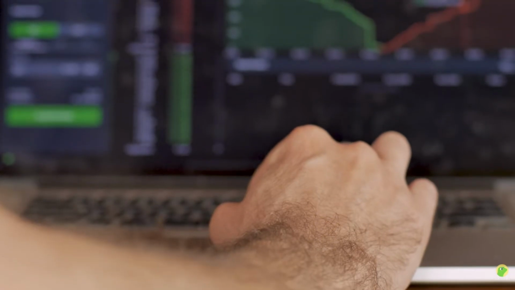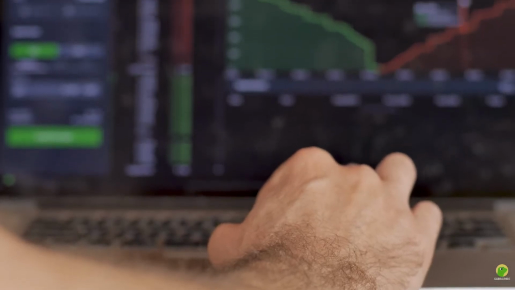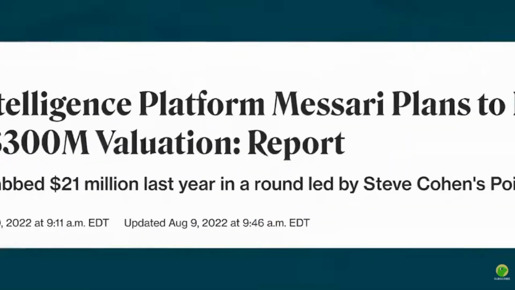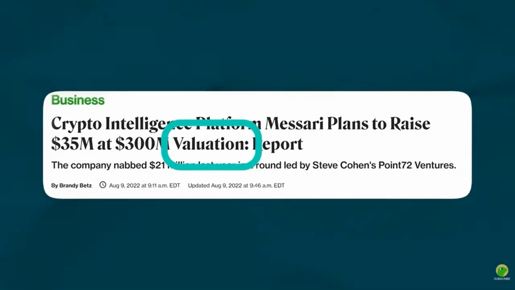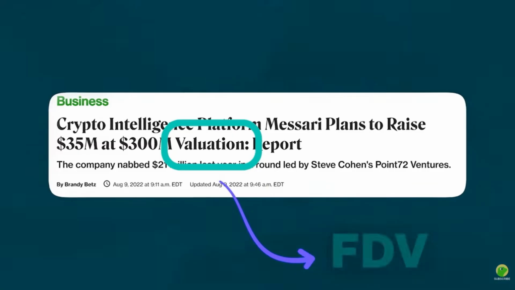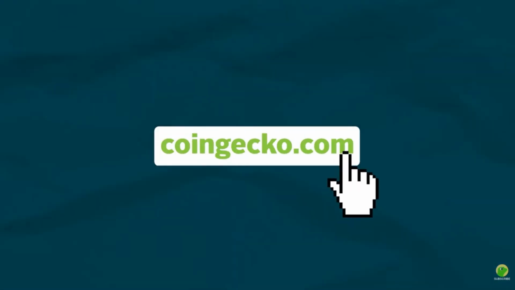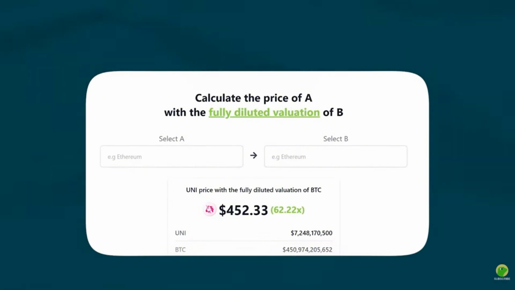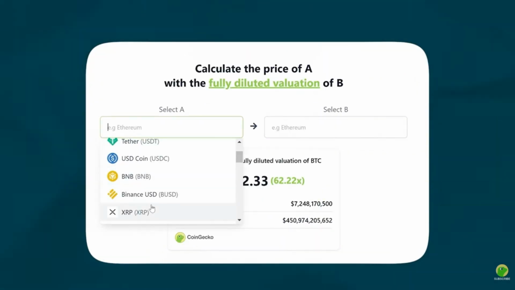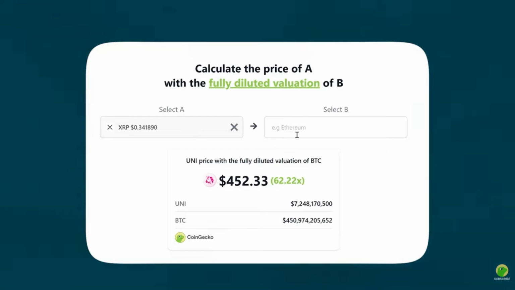Fully diluted valuation is another metric that investors use to measure a project's value. When you see the term valuation in an article about raises for a crypto project, it refers to FDV. Now, we recently added a fully diluted valuation toggle and coin comparison page to allow you to seamlessly compare market cap and fully diluted valuation between different cryptocurrencies.